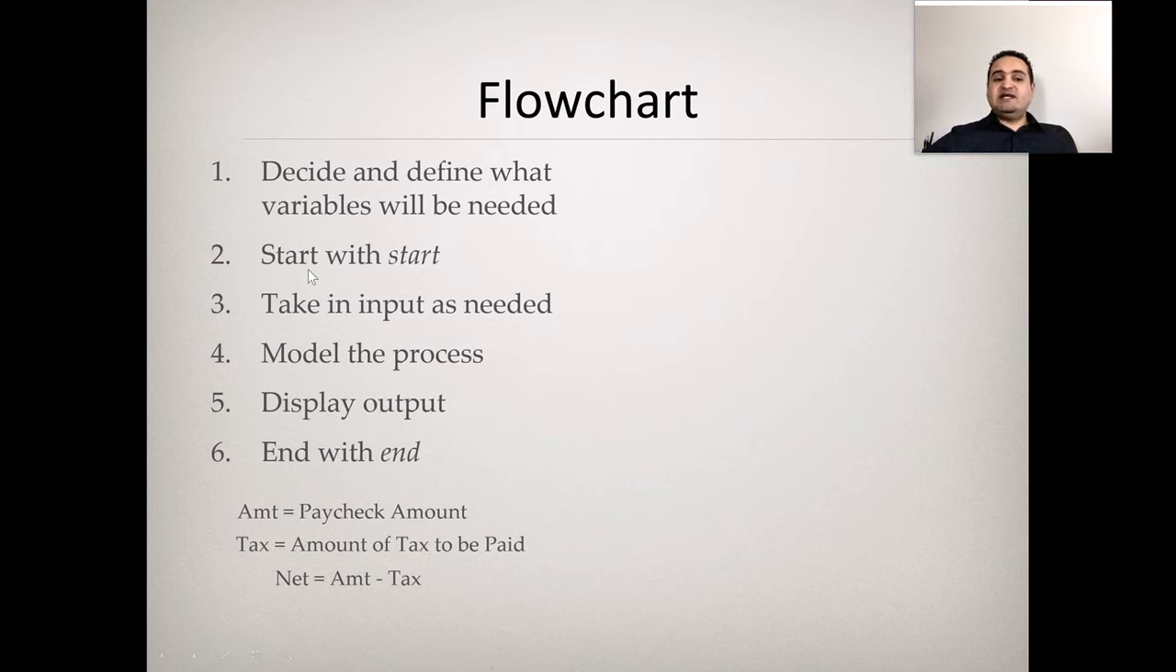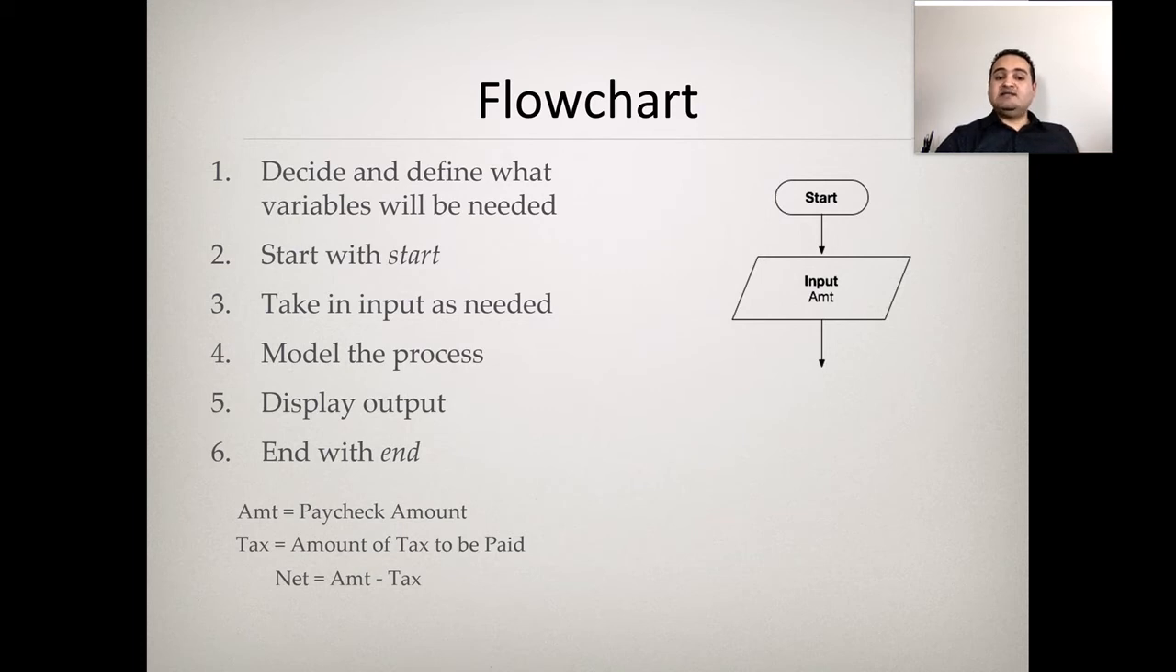The second step is to start with the start terminator, or the start shape. So this is the start shape. This is very important. We start every flowchart with the start shape, and then take input as needed. Remember in the scenario that we looked at in the previous slide, it says the program should accept the paycheck amount. So in this case, our input should be the paycheck amount, because we want to know the paycheck amount in order to be able to calculate the tax and also the net pay.